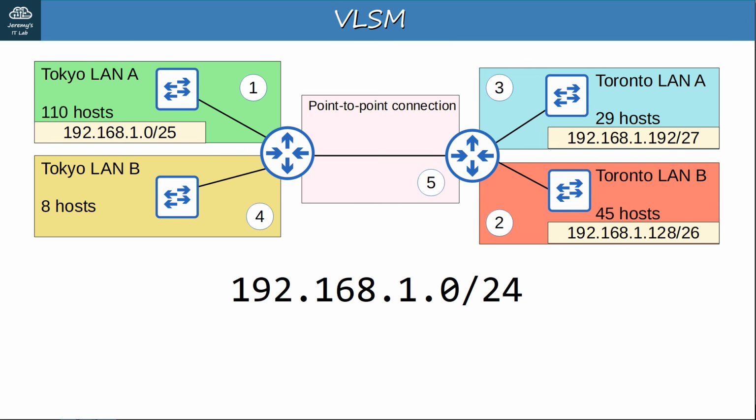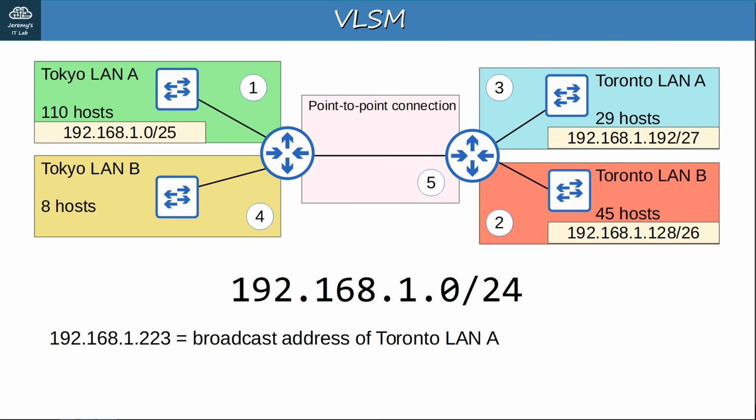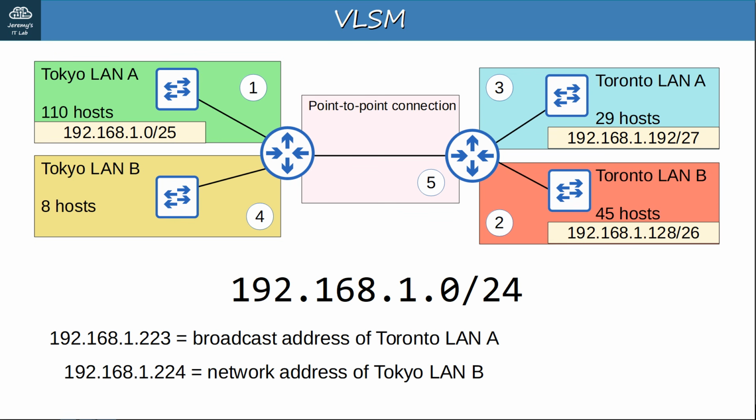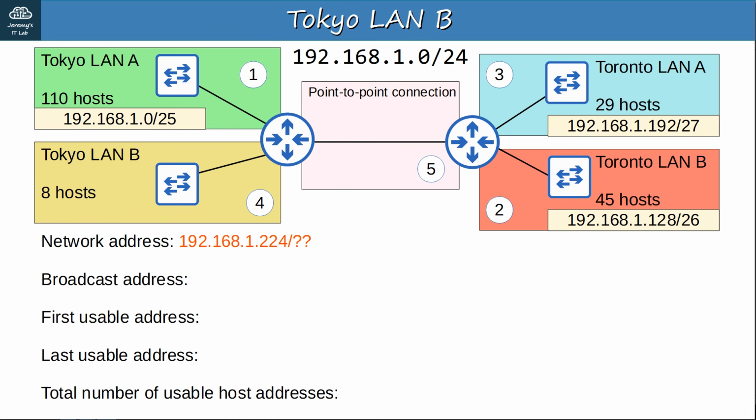So, we've used all the way to 192.168.1.223, which is the broadcast address for Toronto LAN A. There's not a lot of address space left, but with VLSM, we can fit the last 2 subnets into the address space. The next address after Toronto LAN A's broadcast address is Tokyo LAN B's network address. Once again, we need to find the prefix length to use for this subnet. So, please pause the video here to find these different addresses for Tokyo LAN B.